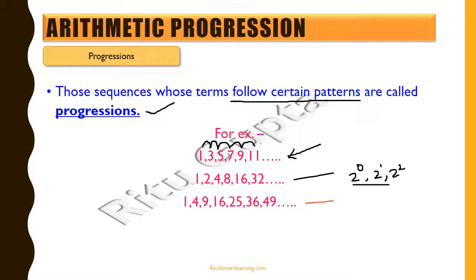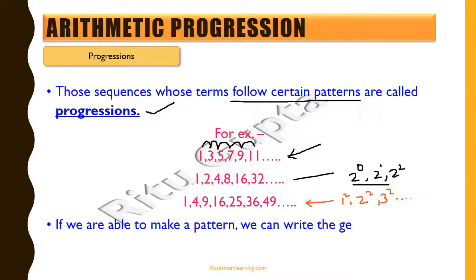So this is a progression which follows this pattern. And then we have 1, 4, 9. This shows that it is a square number: 1 square, then the second term is 2 square, the third term is 3 square and so on. So the sequence has terms which are following a certain pattern. So these are called progressions.